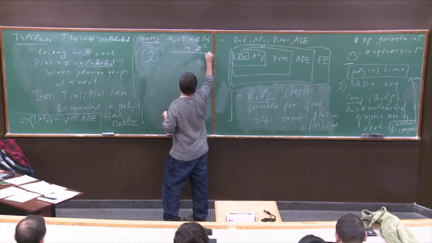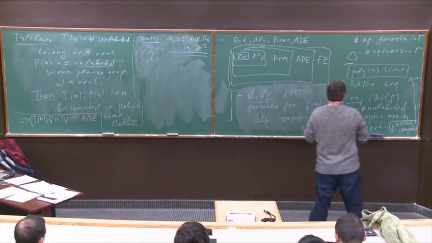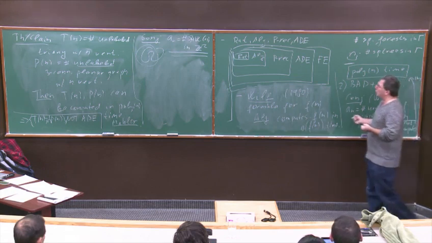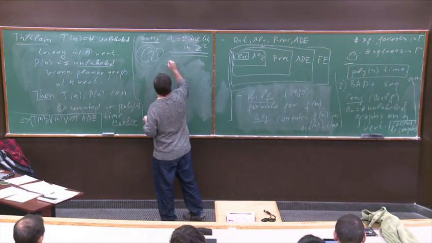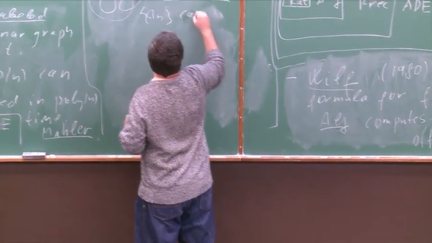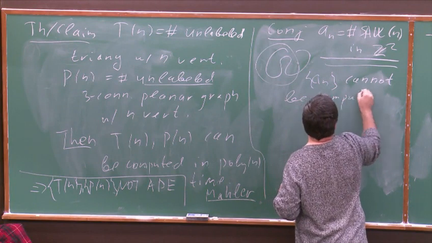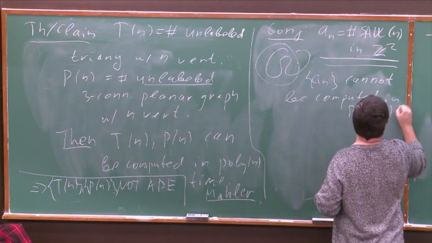And I don't see any way around it, and barring some truly amazing advances, I don't see how one could actually prove that this A_n cannot be computed in polynomial time.